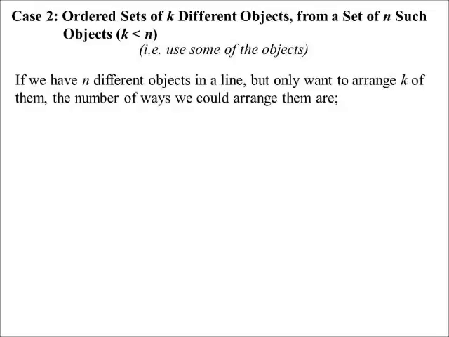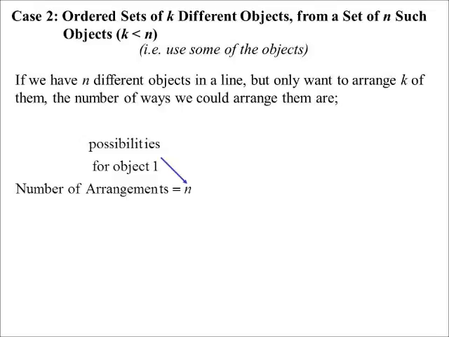Well, what if we don't use all the objects? So I've got n objects. I'm only going to use k of them. K is less than n. I'll go over there and I'll say, all right, I'm going to get the first one. How many ways can I get that first object? N. There's still n objects over there. That has not changed. So I'm only going to use some of them.